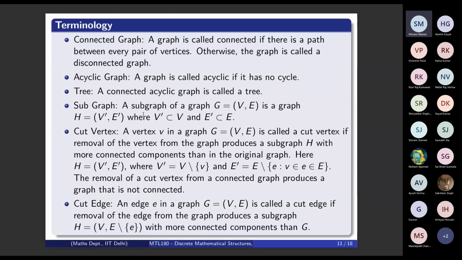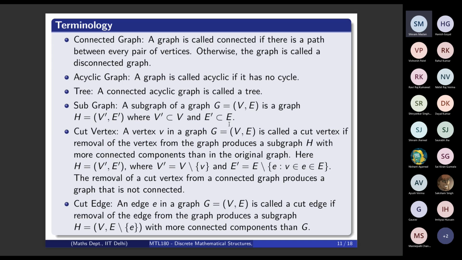Now, what is a subgraph? Actually, these are clear from the definition. A subgraph is just a collection of V dash comma E dash, where V dash is a subset of V and E dash is a subset of E. That's all. Okay, it is called a subgraph.